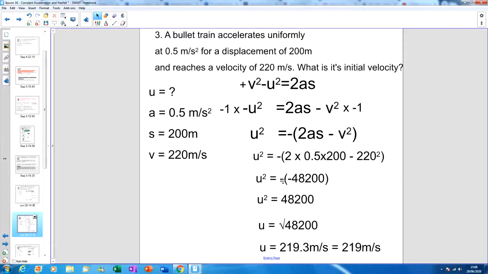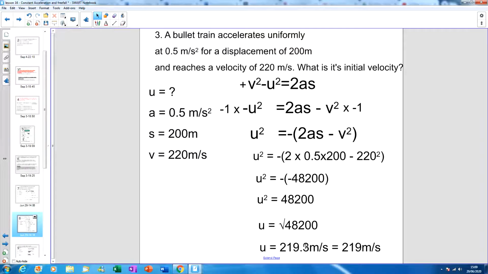Now, here I've got a minus of a minus. So when you times a minus by a minus, you get back to a positive. So that just cancels out, and I get u squared is equal to 48,200. And I don't want u squared, I want u, so I have to square root both sides. So the square root of u squared is u, and the square root of 48,200 is root 48,200.